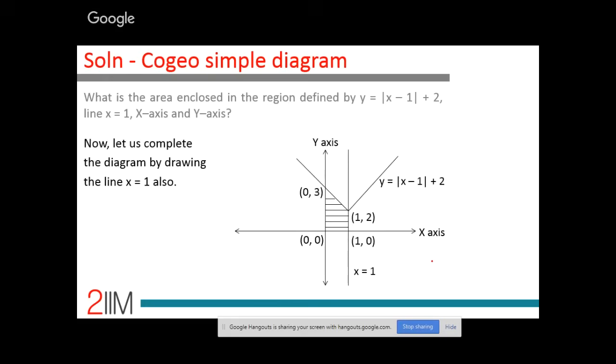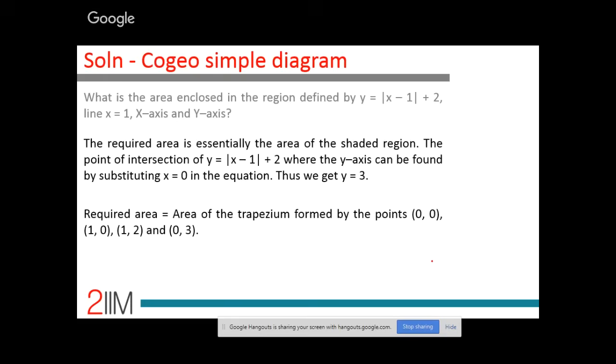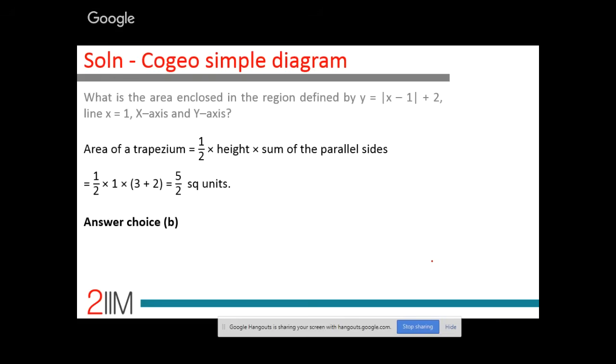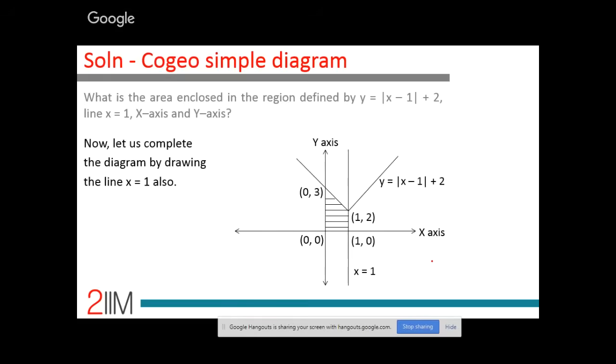Trapezium. Or you can say it's a triangle and a rectangle. Half into base into height and that rectangle. Once you've got this far, do it carefully, mechanically, but you'll get the answer. The rectangle area, 1 into 2. Triangle area, 1 by 2, 2.5. You can treat it as a trapezium, or you can treat it as a rectangle and a right triangle. Then you can simplify that after that. I'm not doing the actual solving part. The funda is important. If you've got this far, you can write the answer down.